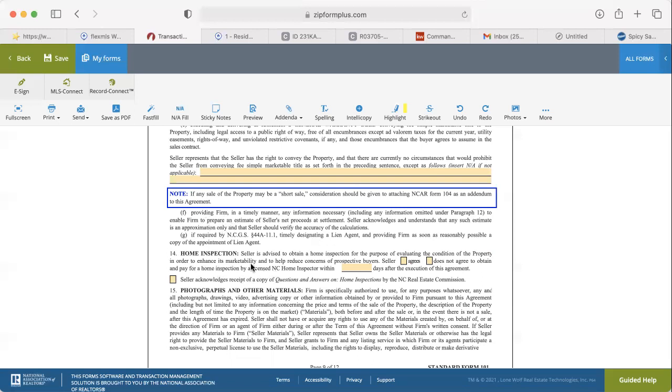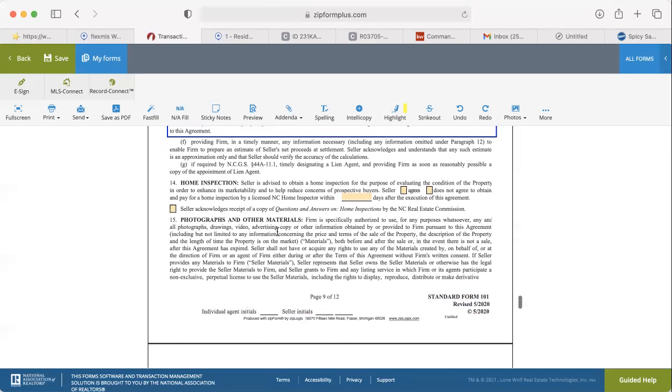The next talks about the home inspection. Is the seller going to get their own home inspection, whether they agree or not agree? And then if they do agree, within how many days of the execution of this agreement will they get their own home inspection? And then if you provide a copy of the questions and answers on home inspections, you would check that box.